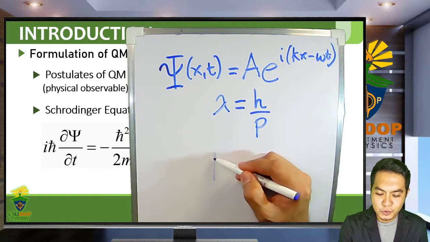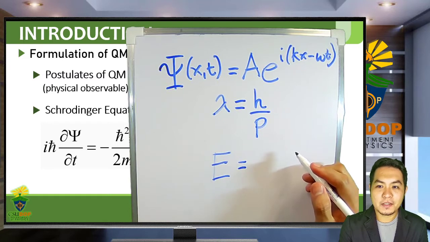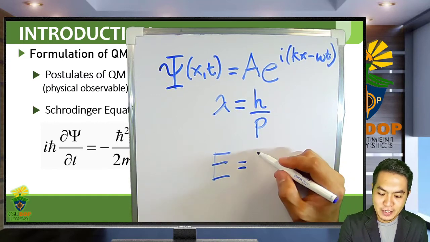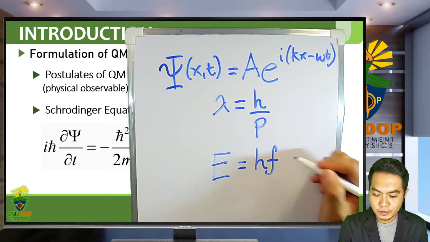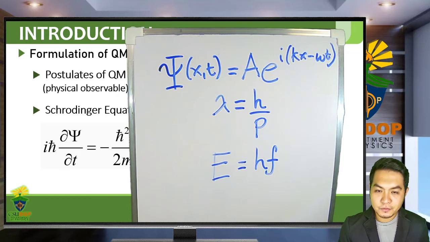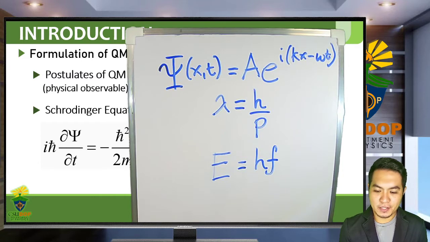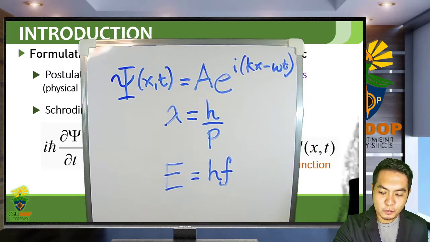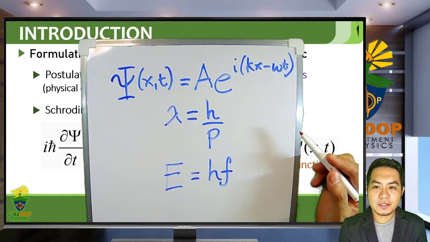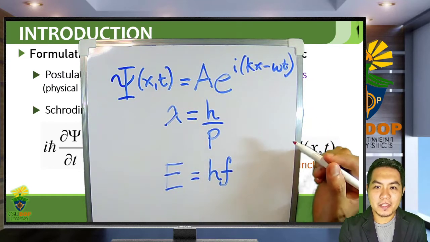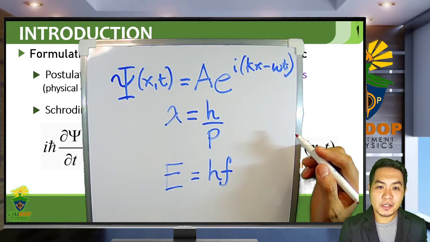So we will also use the result by Einstein when he described the photoelectric effect, that a single photon has an energy of h times f. h is the Planck's constant, f is the frequency. So we will use these quantum mechanical results and then substitute them back into our mathematical description of a wave in order to derive our Schrödinger equation.